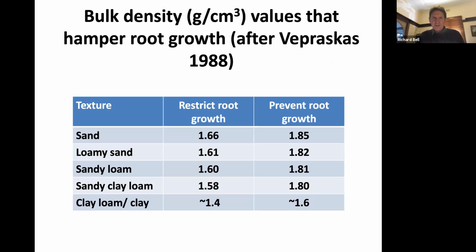The other question was what sort of bulk densities are problematic, and it does vary a bit with texture. So in a sand, anything above 1.65 is restricting growth, above 1.85 will stop growth. In the case of clay loam soils, they require lower bulk density in order to get good root penetration.